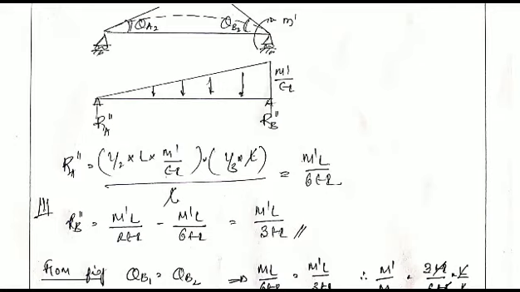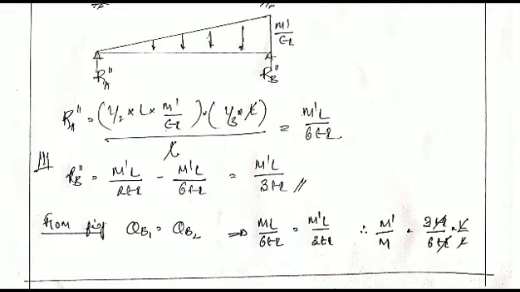Similarly, substituting this value in the above equation, we get RB dash equals M dash L by 2EI minus M dash L by 6EI. So M dash is common here, taking M dash L by 2EI as common, that will be 4 minus 1, taking LCM you get 3 by 6. Therefore, the reaction at B will be M dash L by 3EI. So once you know that M dash L by 3EI is the reaction at B, that is nothing but theta B2.